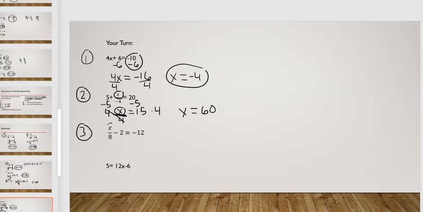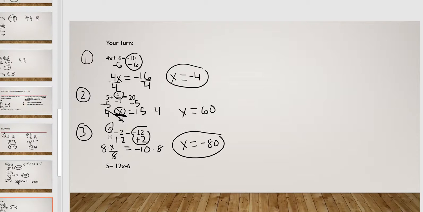For number 3, we're solving for this x. We first get rid of the subtract 2 by doing a plus 2 on both sides. So now we have x divided by 8 equals, in your calculator, you're going to put in negative 12 plus 2, which is negative 10. And now to get rid of the division of 8, we use multiplication. So x equals negative 80.